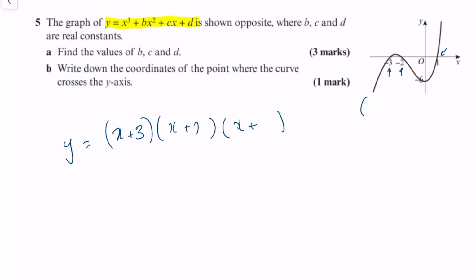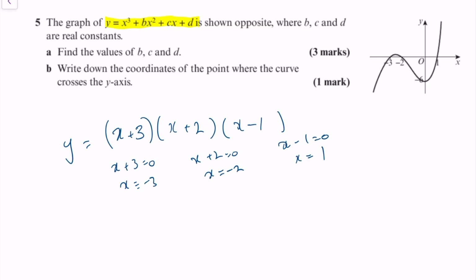The second one is going to be x plus 2, and the third one is going to be x minus 1. Because when I solve it for 0, x plus 3 equals 0 is going to solve to -3. When I do this, x plus 2 equals 0 is going to solve to x equals -2. When I solve x minus 1 equals 0, it's going to solve to x equals +1, which are the three roots in the question. Secondly, we figured out this.